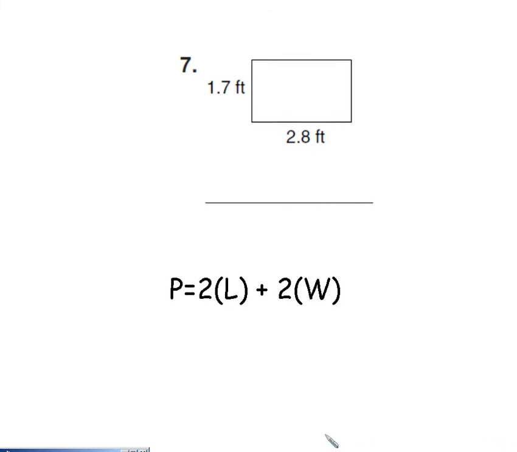Okay, we're looking at chapter 10, lessons 1 and 2, and we're talking about perimeter and circumference of a circle. So we're looking at a rectangle here, and the perimeter is just the sum of all of its sides. For a rectangle, we have two times a length, and two times a width. So we take the length and multiply it by 2. 2 and 8/10 times 2, we get 5 and 6/10.